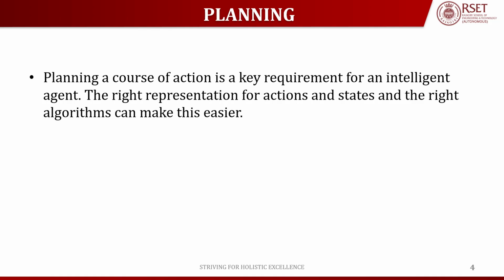So planning is a course of action, which is a key requirement for an intelligent agent, with the right representation for actions and states, and the right algorithms which can make things easier. Formally, we have a state space, a set of actions with preconditions and effects, and then a final goal. The planner's task is to find a valid action sequence. So, planning is deciding what to do and in what order the plan has to be executed.